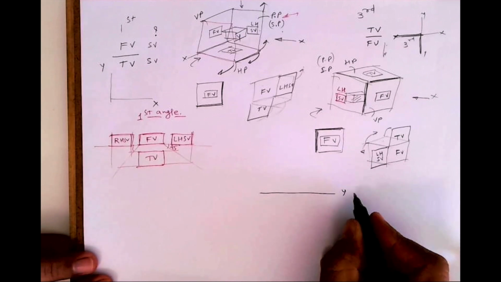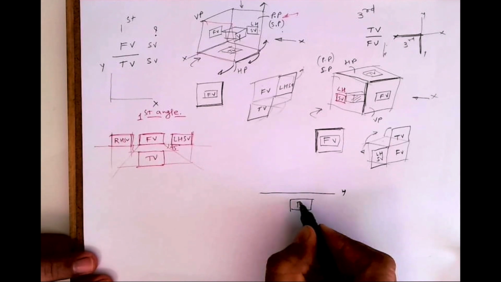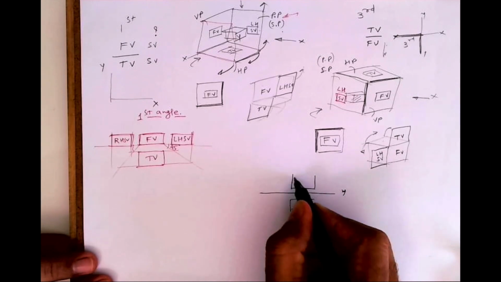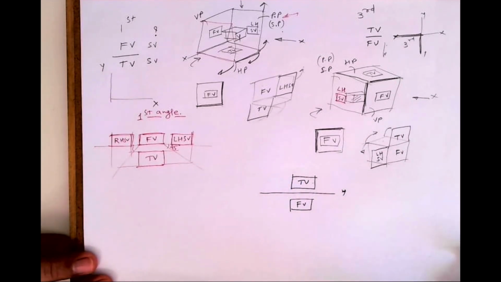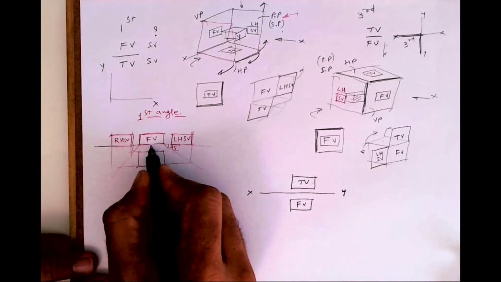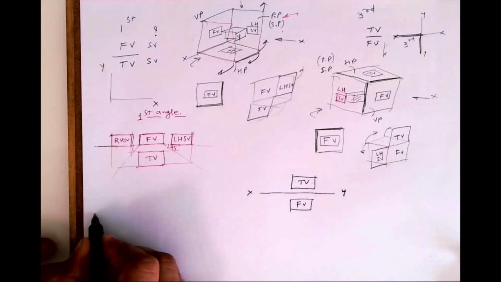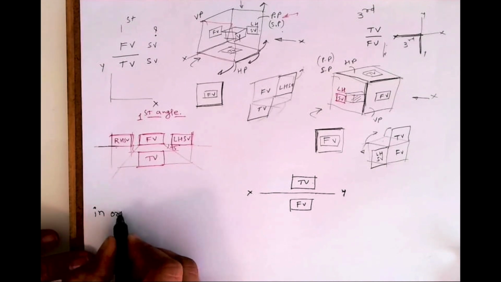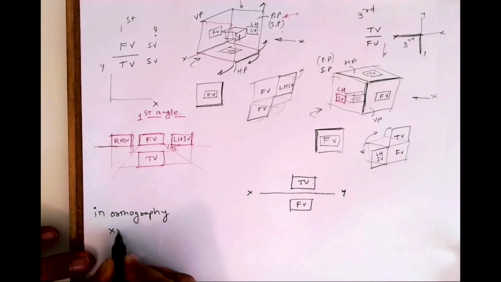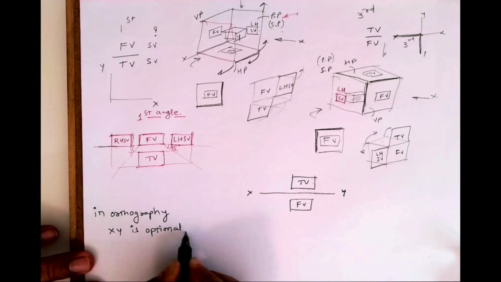So when we draw, now I'm drawing a line, and I'm drawing front view down and top view up. Now this is XY, the intersection of HP and VP. Now if you see, in first quadrant I didn't draw XY, in third quadrant I am drawing XY. So let me tell you, it is optional. In orthographic it is optional. You can draw XY, and even if you don't want to draw XY, you can choose not to. So there is no compulsion in orthography.